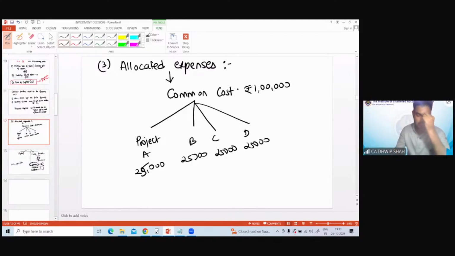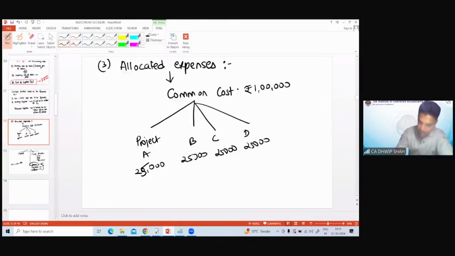Common cost means cost that is attributable to all the projects, because let's say salary to an employee, this employee has worked for all the projects, so it will be allocated to all the projects. Any query still here? So currently my common cost is 1 lakh and it is attributable to 4 projects equally. So each project's share is 25,000 each. Correct? Now let's move forward.